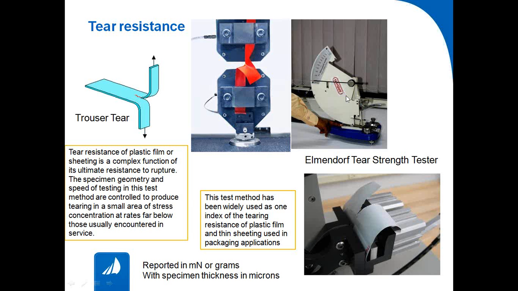For an Elmendorf tear, it's under impact. This semicircular body is a weight. You can see how the sample has been clamped and torn in the Elmendorf tester. We clamp the sample to create an initial tear, and allow the weight to drop very fast, and we note down how much resistance this material has given against tearing.